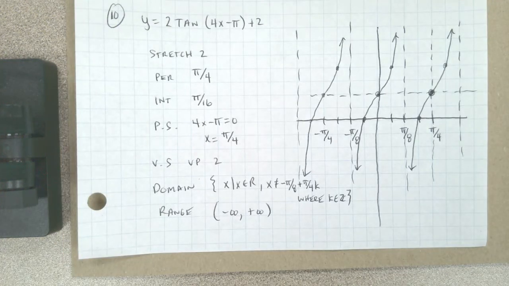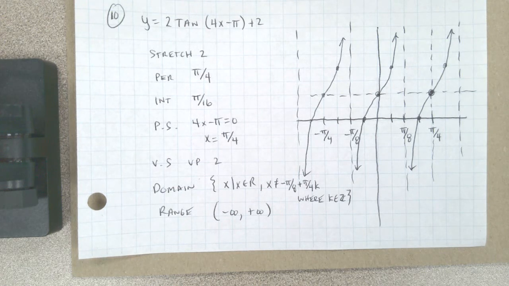Okay, here's the last one, number 10. Number 10 is y equals 2 tangent of 4x minus pi in the parentheses, plus 2. Remember, tangent is disco right. Our stretch is going to be a stretch of 2. The period on this one's going to be pi over 4 because b is 4. The interval, that makes the interval pi 16ths.